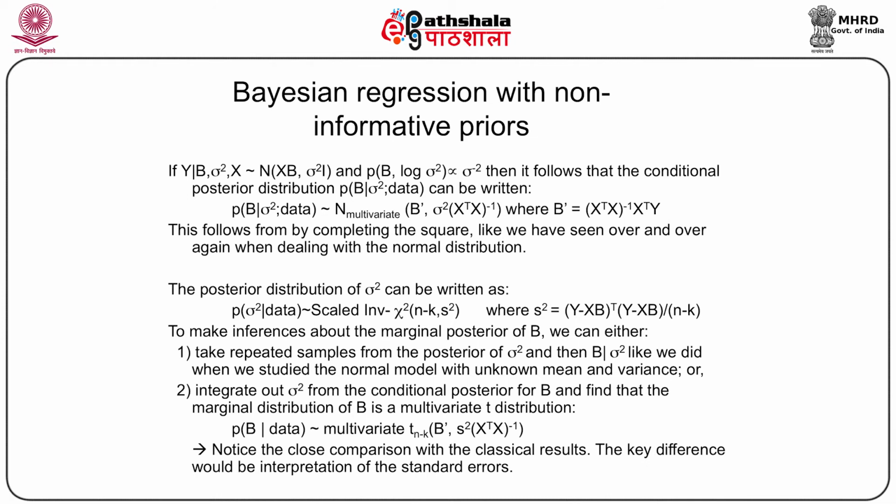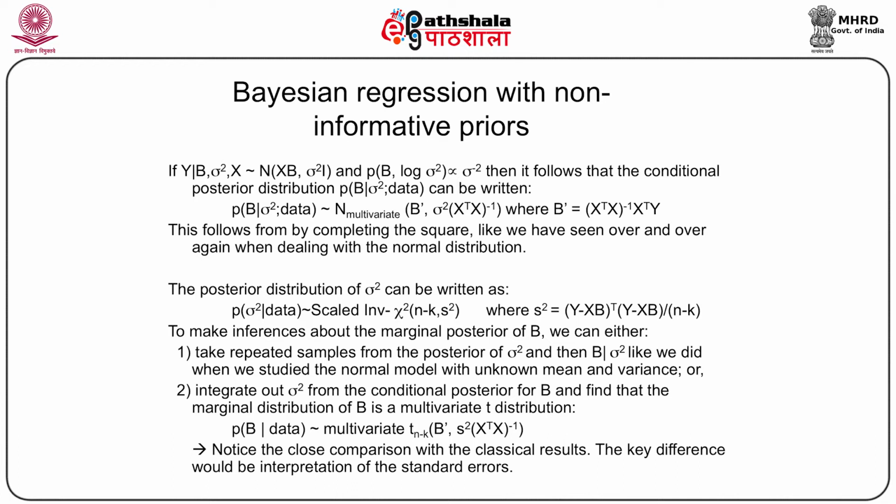If y given b, sigma square, x is normal with mean xb and variance sigma square I, and the prior p of b, log sigma square is proportional to sigma to the power minus 2, or 1 over sigma square, then it follows that the conditional posterior distribution of b given sigma square and data is multivariate normal with mean vector b prime and sigma square (x transpose x) inverse as the variance covariance matrix, where b prime is (x transpose x) inverse x transpose y. This follows from completing the square, like we have seen over and over again in the last segment of my lecture when dealing with the normal distribution.